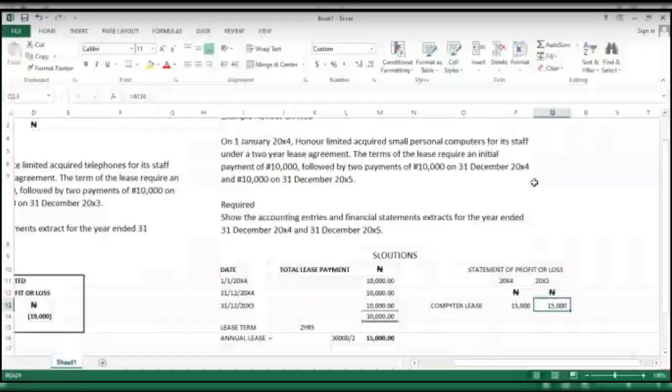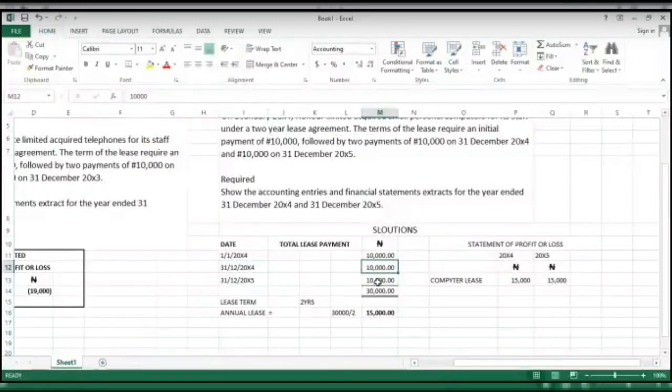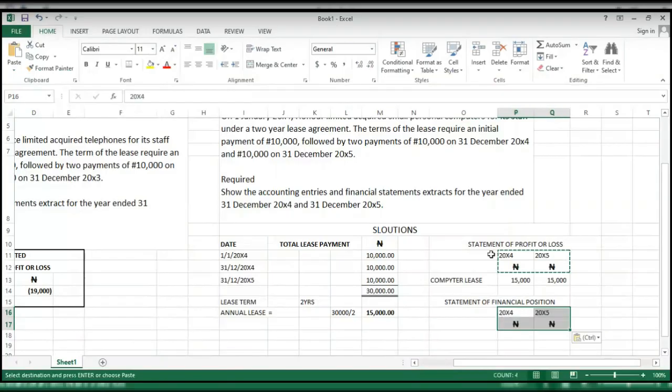You can see this was paid on 1st January, and that 10 was paid in 20x4, and that 10 is actually meant for 20x5 because you can see it's 15,000 naira annual lease payment. So, statement of financial position. Just because this extends beyond the payment for that year.